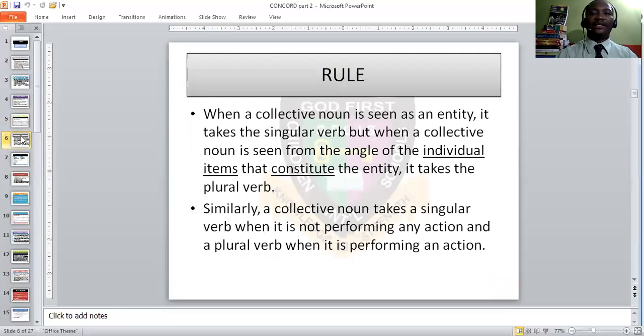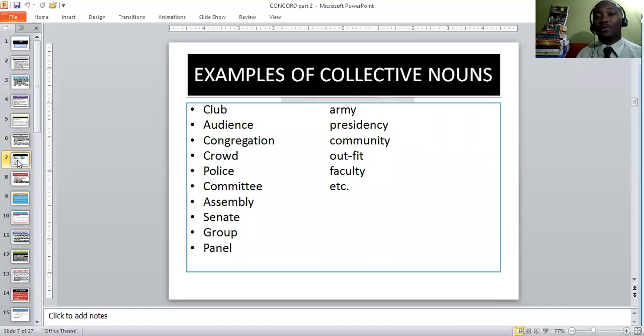Now, when that collective is seen as an entity, it takes a singular verb. But when a collective is seen from the angle of the individual items that constitute the entity, it takes a plural. That's when you see the people making up that group performing an action or doing something. But if you see it collectively, it wouldn't take that plural verb. Similarly, a collective noun takes a singular verb when it is not performing any action, and a plural verb when it is taking an action, trying to buttress what we mentioned.